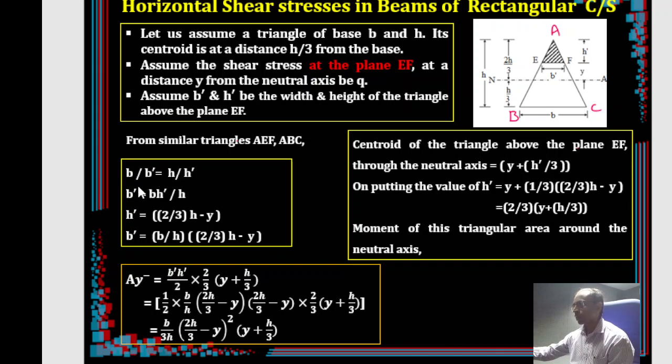So now we are ready to calculate A y bar, right? Because we are able to transform b dash and h dash into the original dimensions of the cross section of a triangle, right? So now you get A y bar straight away. How to get that? Let's see. The triangle area is half b dash h dash. Half times b dash, simply put this value, h dash you put this value, right? So b dash and h dash you got it.